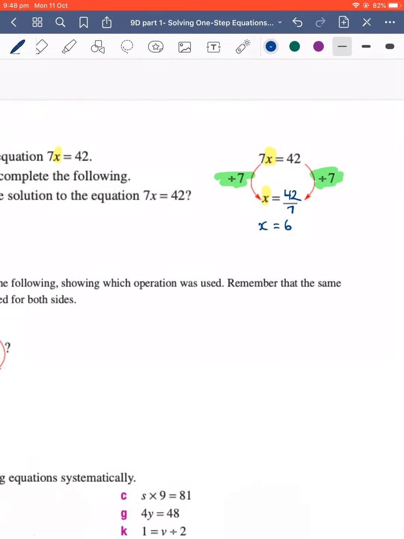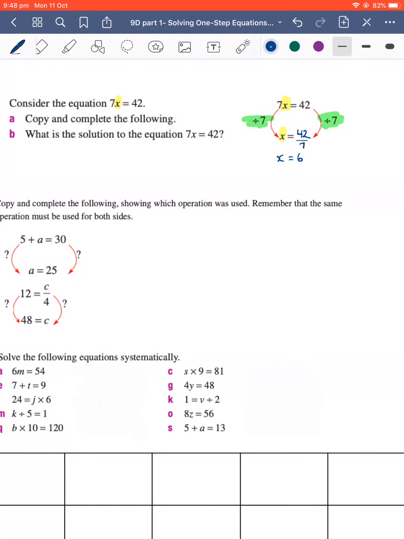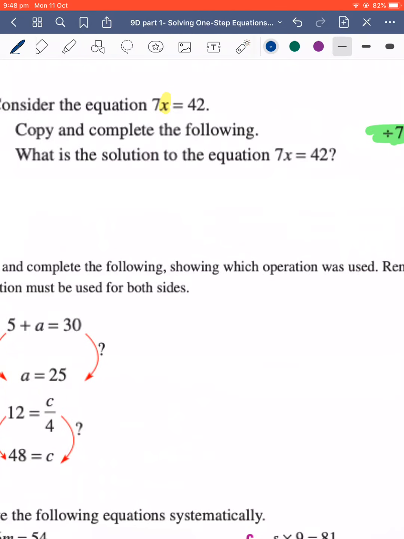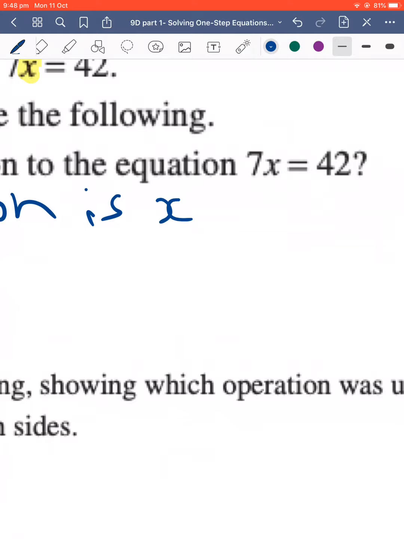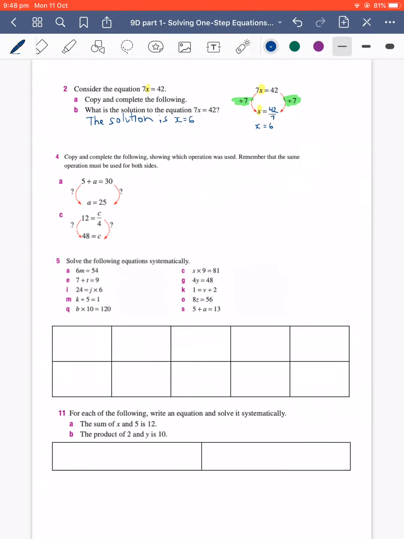Okay, now to double check if we've actually answered our question. What is the solution to this equation? So we have to write a statement for this. So the solution is exactly what we had over here with our x equals 6. But we write that as a statement. So our solution is x equals 6.